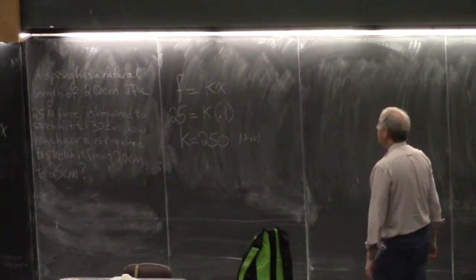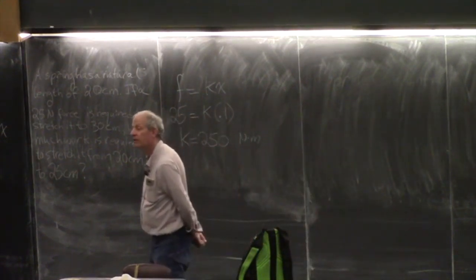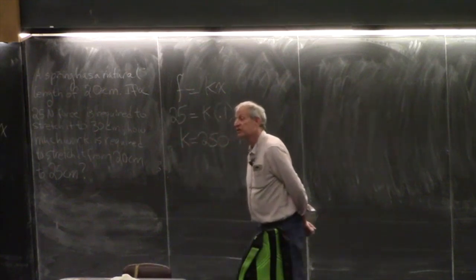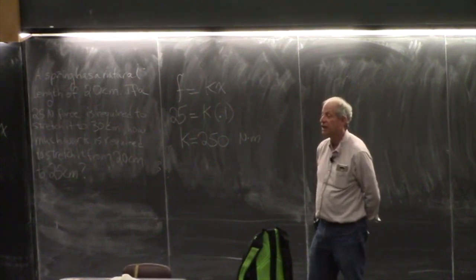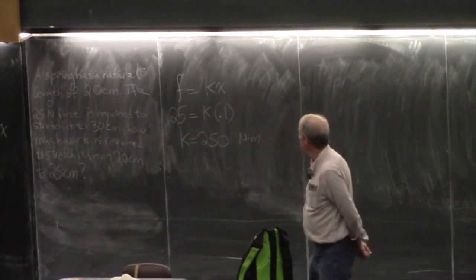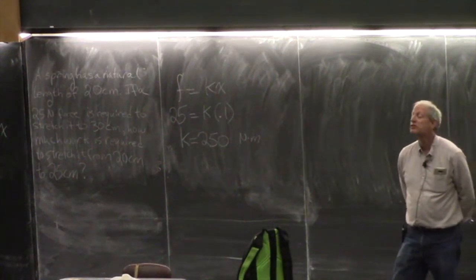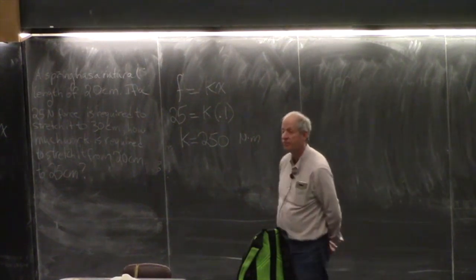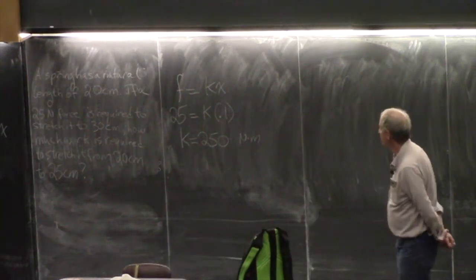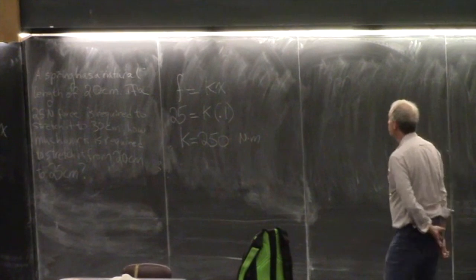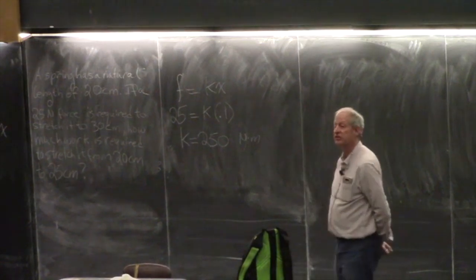Now we want to do how much work is required. Because it's 10 centimeters, and 10 centimeters is 0.1 meters. The units we want to use are in meters. So when we have stuff in centimeters, we have to convert. When you do physics or chemistry, you always have to make sure your units are consistent. So when our spring constant uses newtons, then you have to have meters. You can't have centimeters.